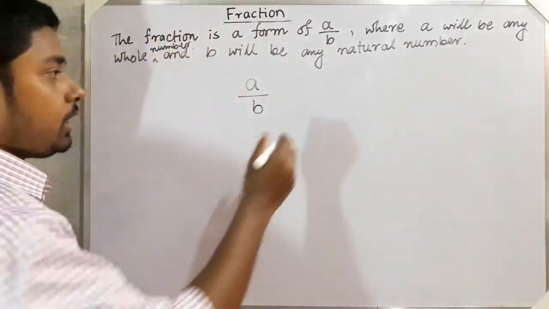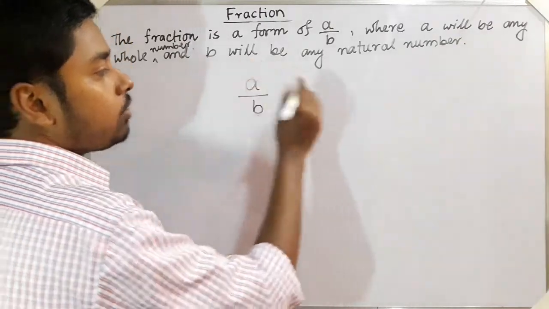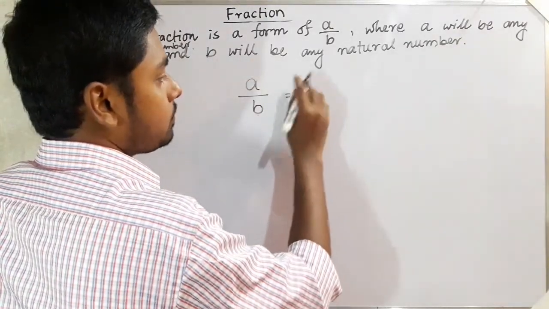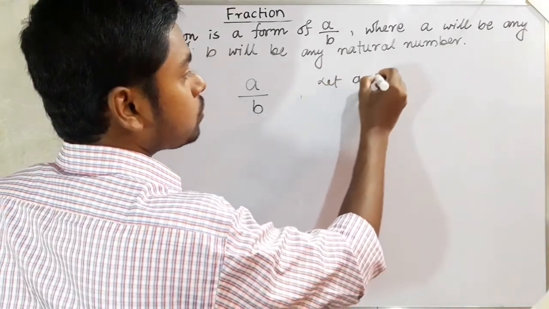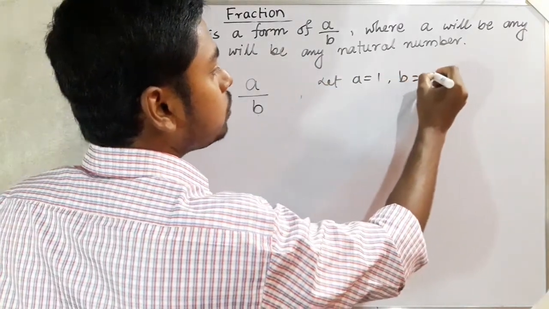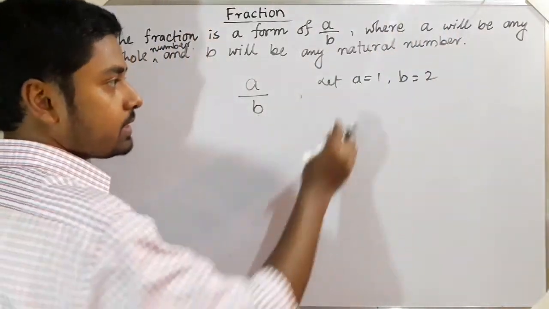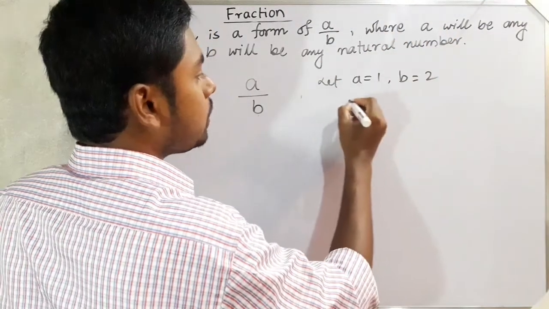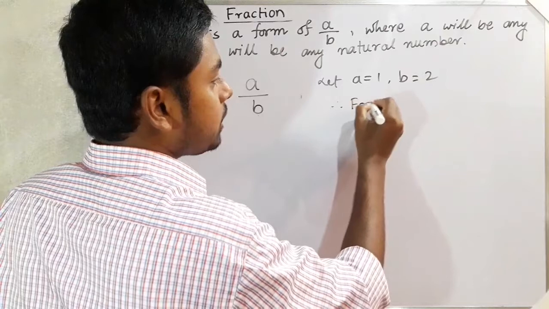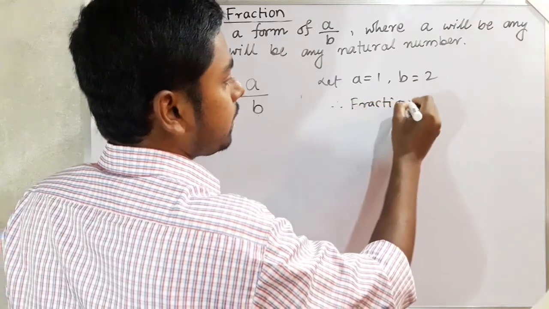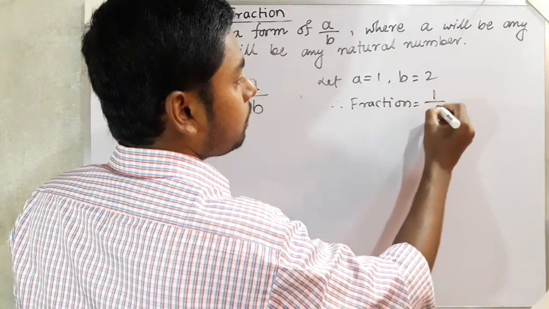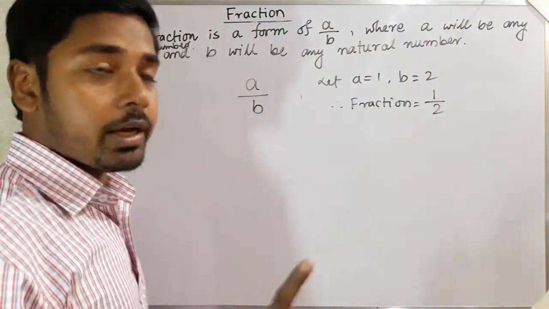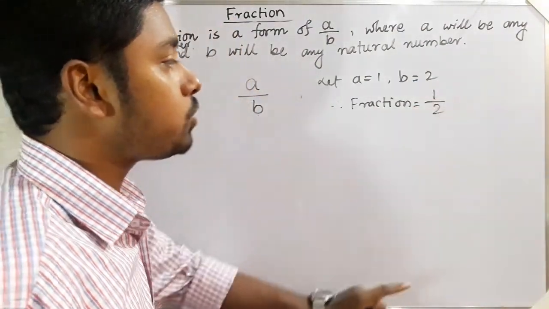Because suppose I'm taking the value of a is 1 and b is equal to 2. So therefore the fraction is 1 by 2. Okay, the fraction is 1 by 2.